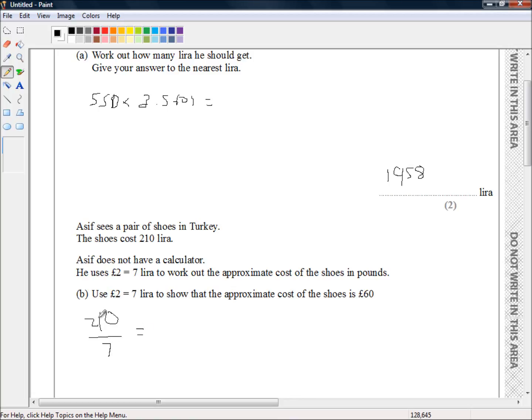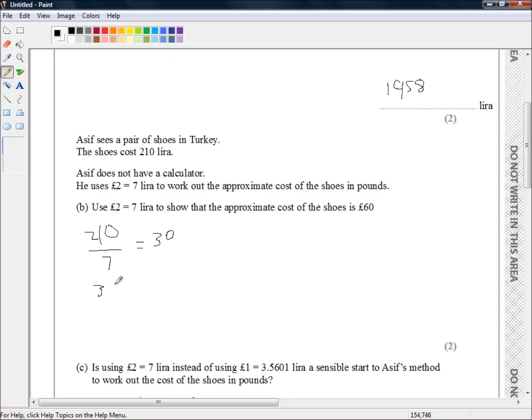7 cancels into that 21 3 times. So because 3 times 7 is 21, so 30 times 7 is 210. So that's 30. But instead of 30 lots of £1, it's 30 lots of £2. So 30 lots of £2 is 30 times 2, which is equal to £60.